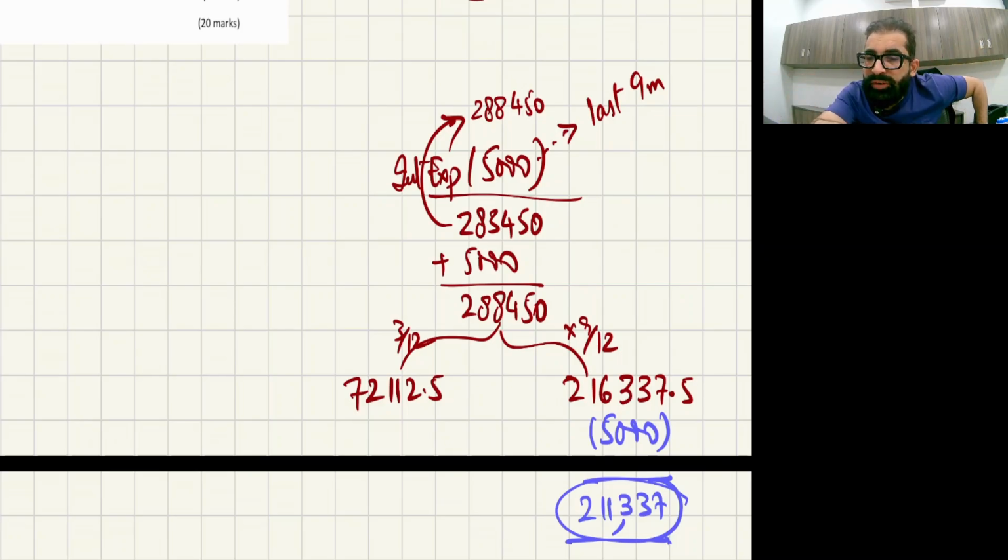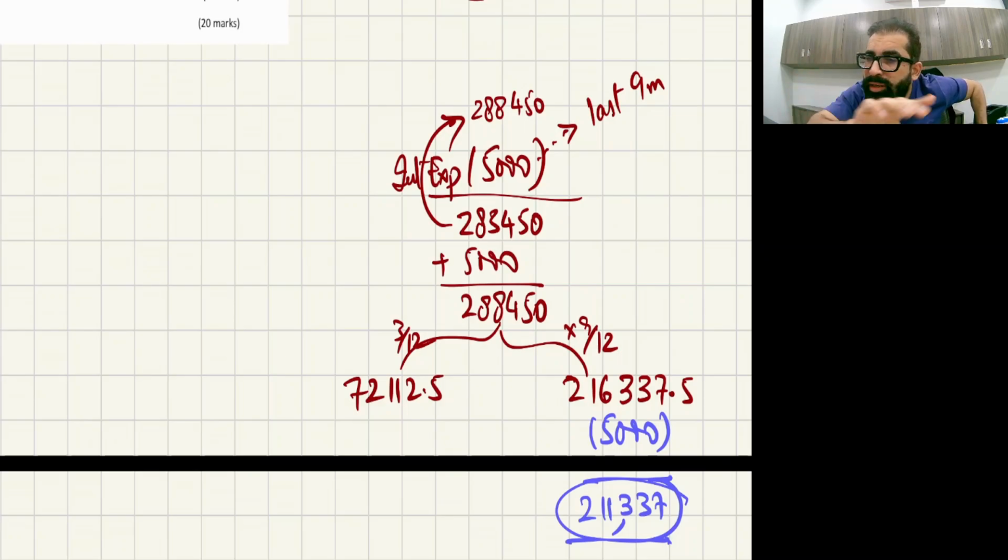देखें जो 283450 था ना, इसमें से एक 5000 का इंटरेस्ट ऊपर लेस हुआ था, और वो 5000 का इंटरेस्ट प्योरली लास्ट 9 मंथ से रिलेट करता था. तो जब वो प्योरली लास्ट 9 मंथ से रिलेट करता था तो उसका बर्डन सिर्फ लास्ट 9 मंथ्स के ओनर्स पे आना चाहिए, ना कि पूरे साल के ओनर्स पे.